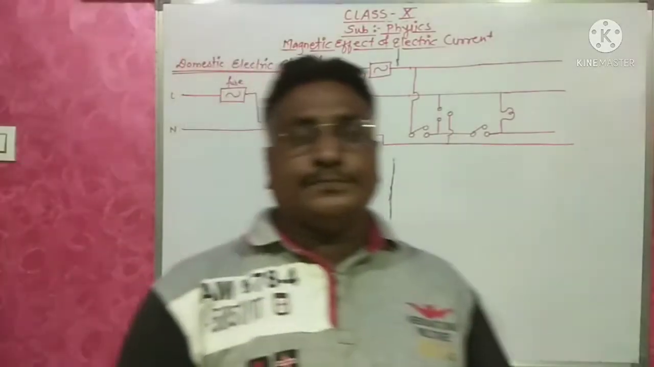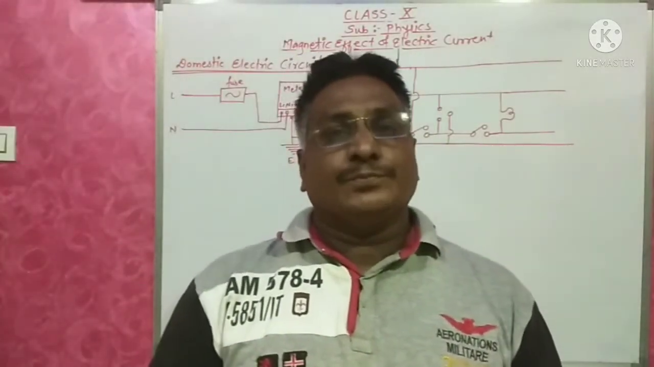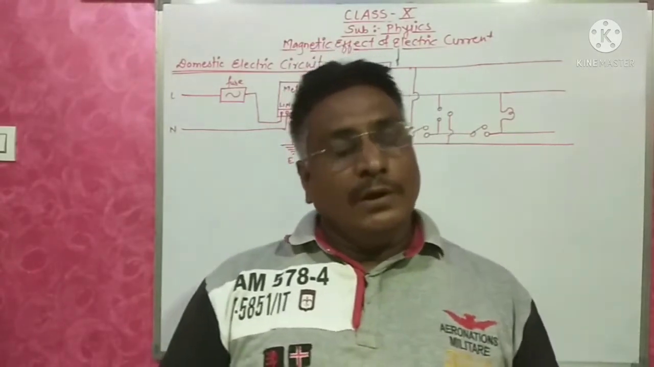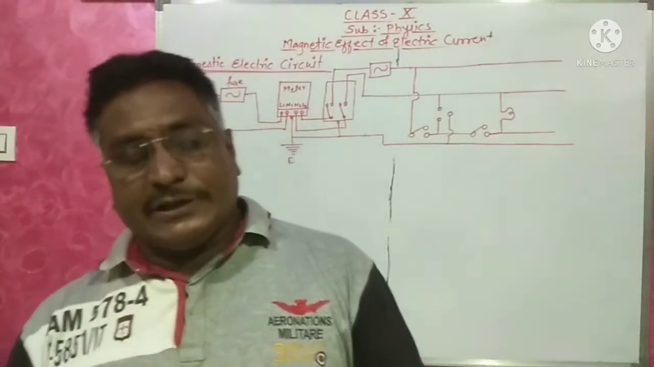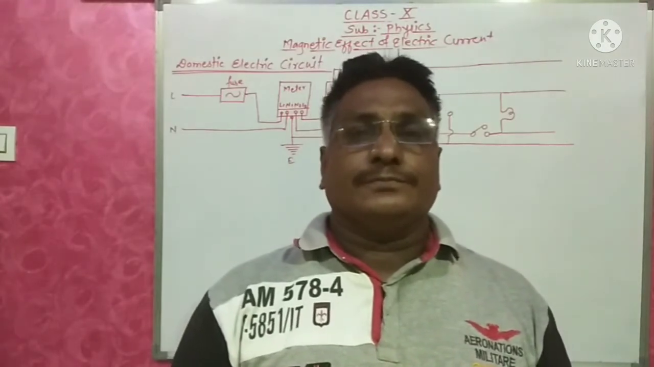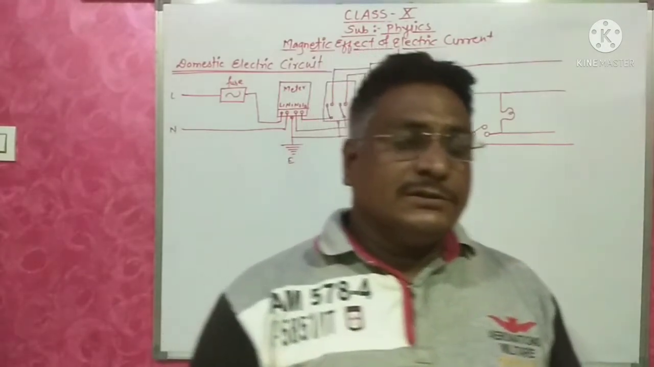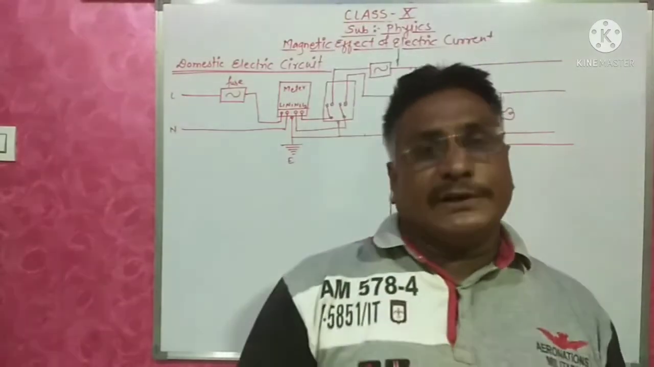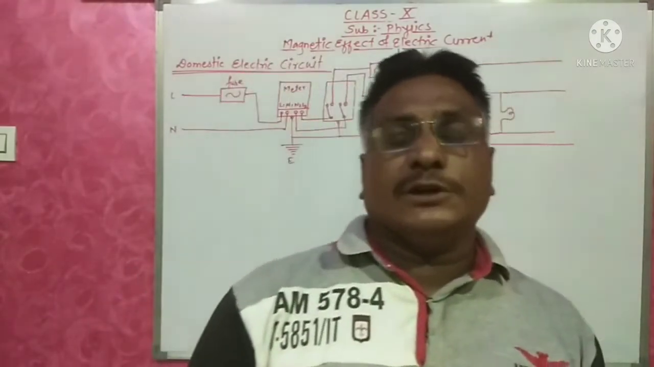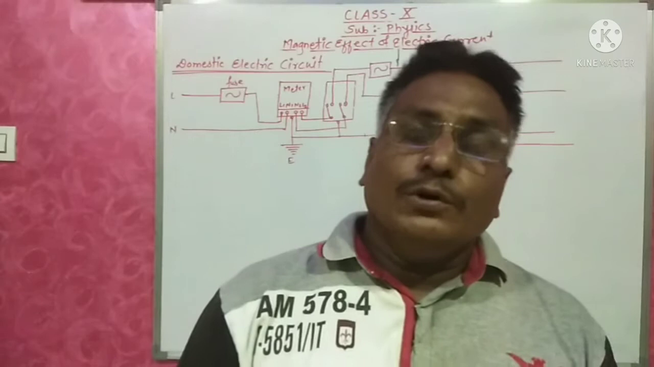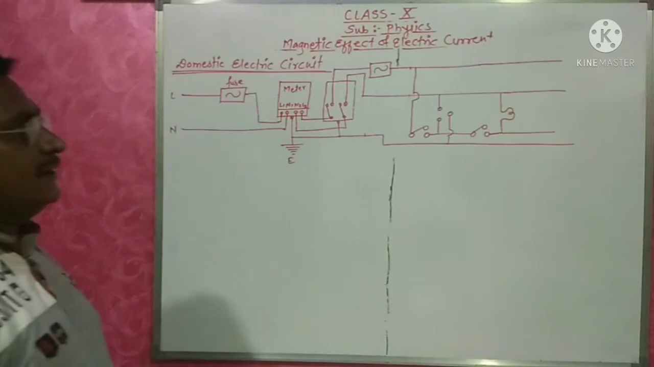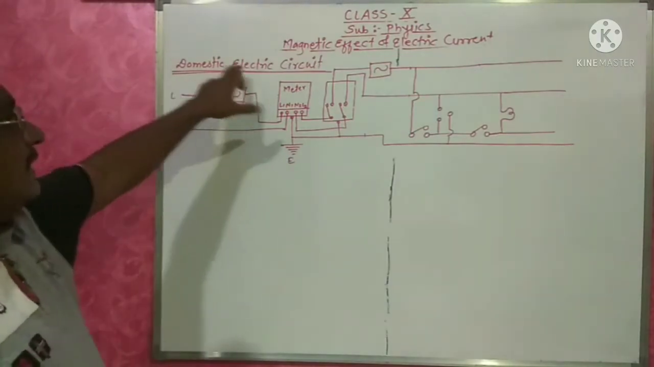Hello students. In the last video, we discussed electromagnetic induction. In that, we discussed Fleming's right hand rule. Then we discussed the generator, types of generator, AC generator, DC generator, their principle, construction and working. So hope you understand, students. Now today is the last topic of the lesson, that is domestic electric circuit.